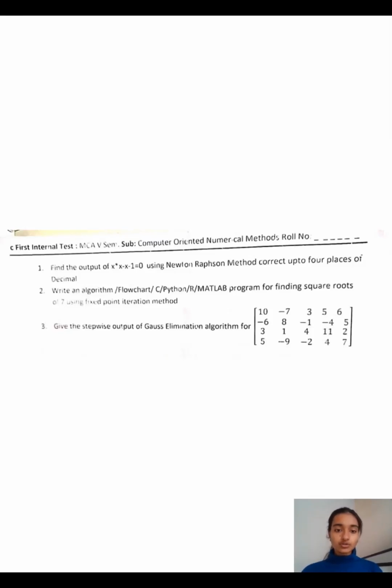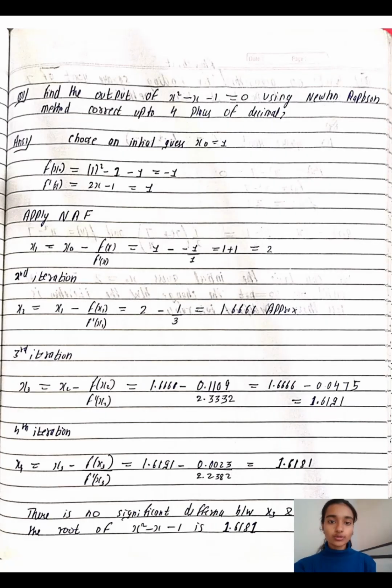Hello everyone, now we are solving the set C of my first internal paper of the subject Computer Oriented Numerical Method. Now the first question is: find the root of x square minus x minus 1 is equals to 0 using Newton-Raphson method, correct up to 4 places of decimal. So we start the solution. Here is the solution of question number 1.